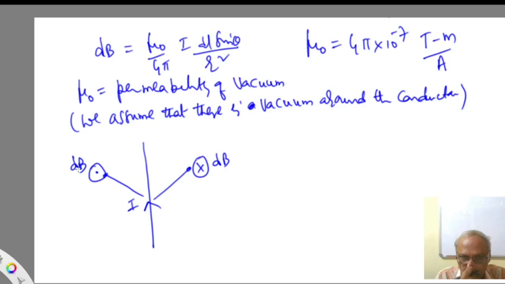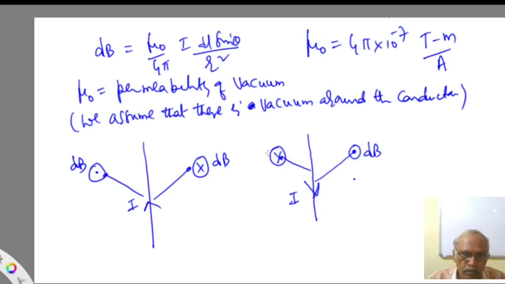Suppose current is going down like this. Now tell me, what is the magnetic field on the right side? Sir, on the right side it will be outside and on the left side it will be inside the plane. Is it okay? Yes, sir.